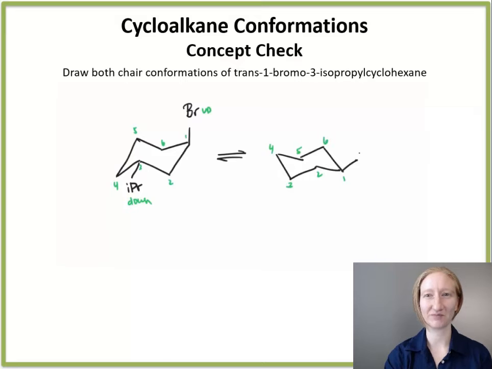Then I can do a ring flip and draw the other cyclohexane conformation. I need to number the carbons and make sure to keep the bromine and isopropyl groups on the same carbons. I also need to make sure the up pointing groups stay pointing up and the down pointing groups stay pointing down. So I always do that as a double check.